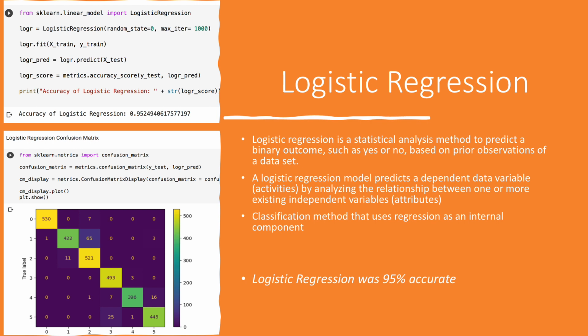Looking down to the confusion matrix, we see a little bit more yellow in our true positives, which makes sense because this method was a little bit more accurate than our previous two.